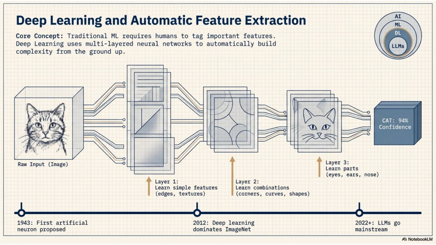Notice the timeline at the bottom. The first artificial neuron was proposed back in 1943. But it wasn't until 2012 that deep learning truly dominated, when a deep neural network crushed the ImageNet competition by a massive margin. And by 2022, LLMs went mainstream, which brings us to our next layer.